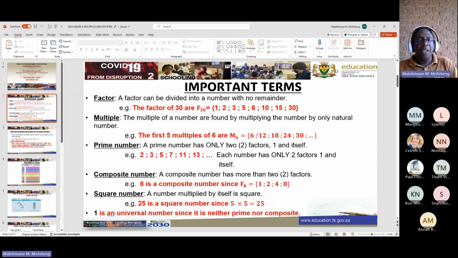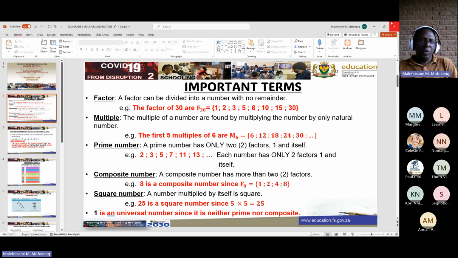The third term that should be explained, which is very important before we start with the LCM and highest common factor, is prime number. A prime number has only 2 factors, one and itself. Examples of prime numbers are 2, 3, 5, 7, 11, 13, and so on, because there are many prime numbers.